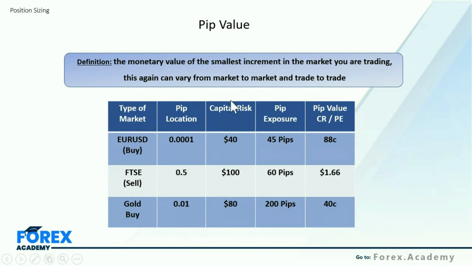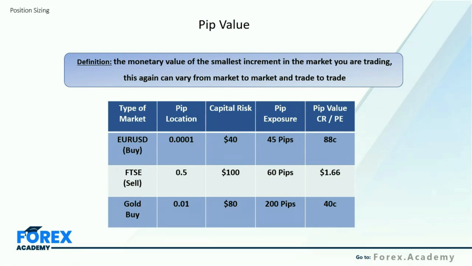Now we can assess the capital risk by the process we were speaking to earlier. So let's say, for example, the euro dollar, the capital risk we're exposing is $40 US, and we know that the pip exposure for this trade is 45 pips. We can do a very, very simple calculation to work out what the pip value is, and that is simply capital risk divided by your pip exposure. So if you take 40 and you divide it by 45, it will work out for you exactly what your pip value is. And that means that each incremental move, either to the upside or to the downside, if you're trading euro dollar at this size, has a pip value of 88 cents per pip movement.